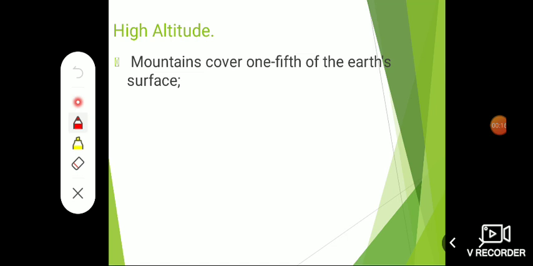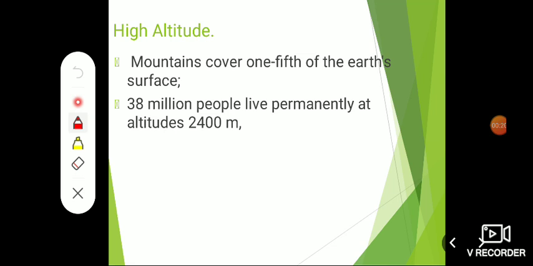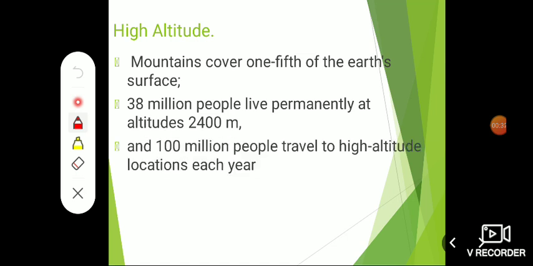Almost 1/5 of Earth is covered by mountains. Around 38 million people live permanently at an altitude of around 2400 meters, which is around 10,000 feet, and around 100 million people travel to high altitude locations each year for trekking and many other purposes, for roaming in the Himalaya region, at Mount Everest and at other places.